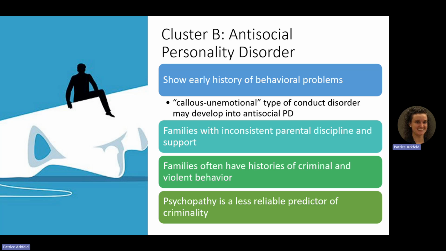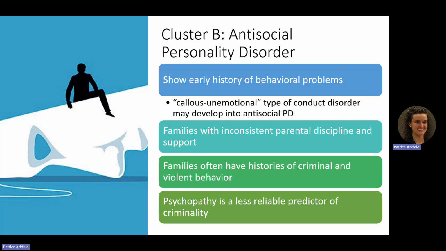They're not going to school. They're skipping class. They don't care if their parents are being charged with truancy. They're breaking the law. They're engaging in substance use very early in life. It's that early pattern of behavioral difficulties that we see being present in early childhood that sometimes evolves into an antisocial personality disorder for folks. Specifically, we see a much higher connection for folks who are diagnosed with the callous, unemotional type of conduct disorder developing into antisocial personality disorder.